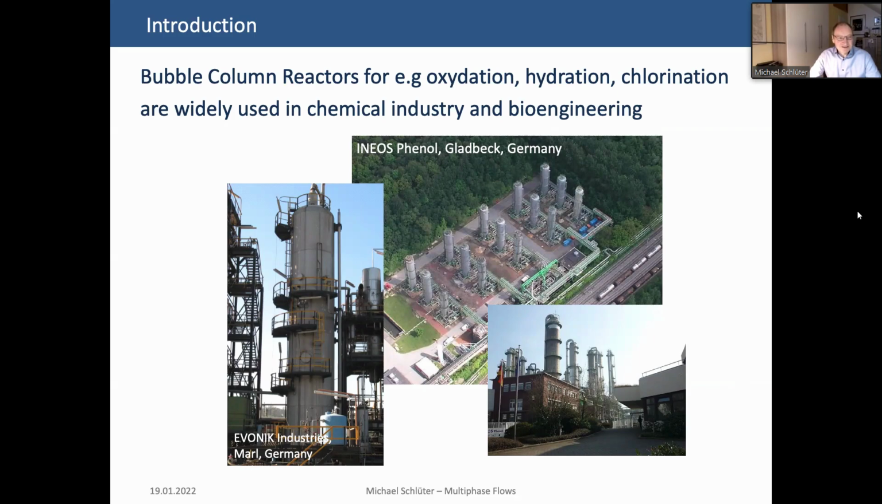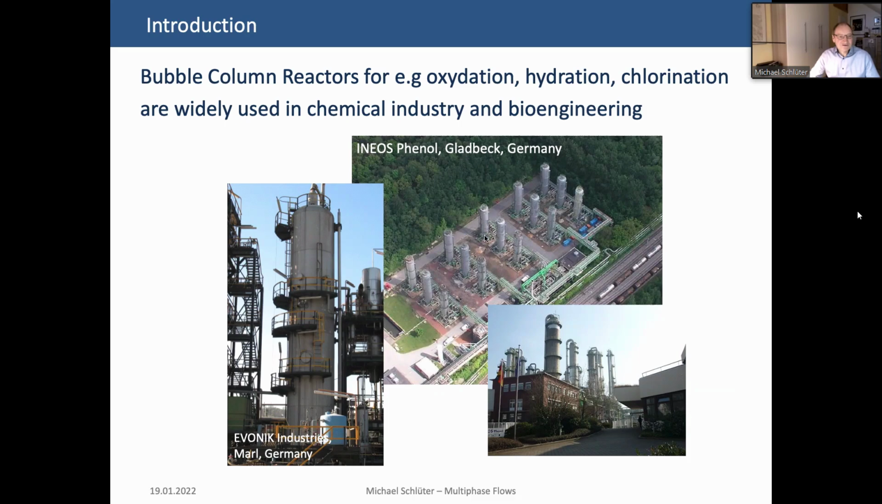So once again, here we see this Ineos Phenol company in Gladbeck. They are producing a huge amount of cumene in these bubble column reactors, and you see that we have here 5 reactors in a row and 3 in parallel to get the sufficient productivity for this production here in Germany, in Gladbeck. And here's another example, a bubble column reactor at the Evonik industry, in Marl in Germany. So these are the reactors we're talking about today.